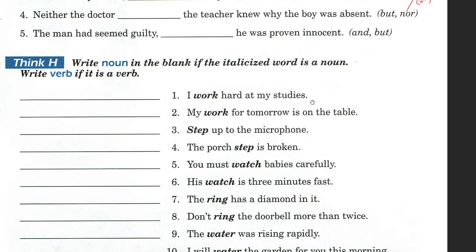Okay. Think H. Write noun in the blank if the italicized word is a noun. Write verb if it is a verb. So you're just looking at the words that are kind of darker, that are bolded. So I work hard at my studies. So the word work, is this a noun or a verb? Remember, nouns are a person, place, or a thing, or idea, and verbs are action words, right? Things you can do.